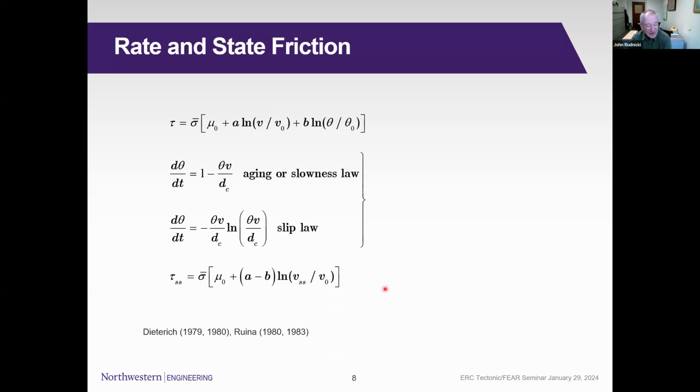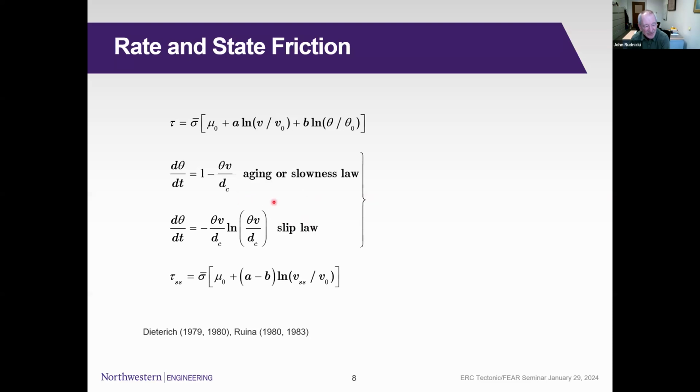So Andy Ruina and Jim Dieterich put this in equation form. This is the shear stress. A and B are typically about a few percent, and so usually much smaller than the nominal coefficient of friction. Theta is a state variable which keeps track of the evolution of the surface and can be roughly correlated with the age of asperities. There are two laws that are used. There are some differences, but for the purposes here are maybe not so important.